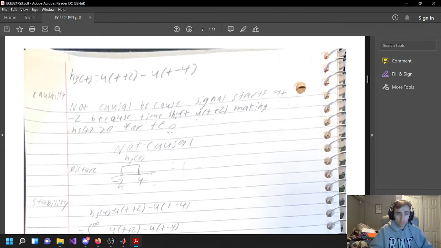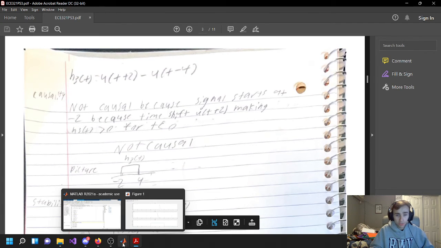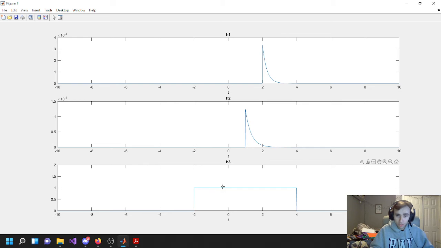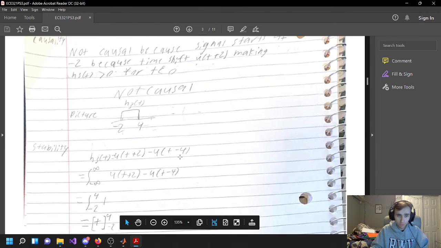Okay, so let's do h3 of t. And h3 of t is not like its brothers because it is not causal. And that is because, as you can see here, when t is less than 0, it's going to be 1 until negative 2. But when t is less than 0, we're looking at that region. Over here, it's 1. So h3 of t equals 1. So h3 of t is greater than 0 for t less than 0, so it is not causal.